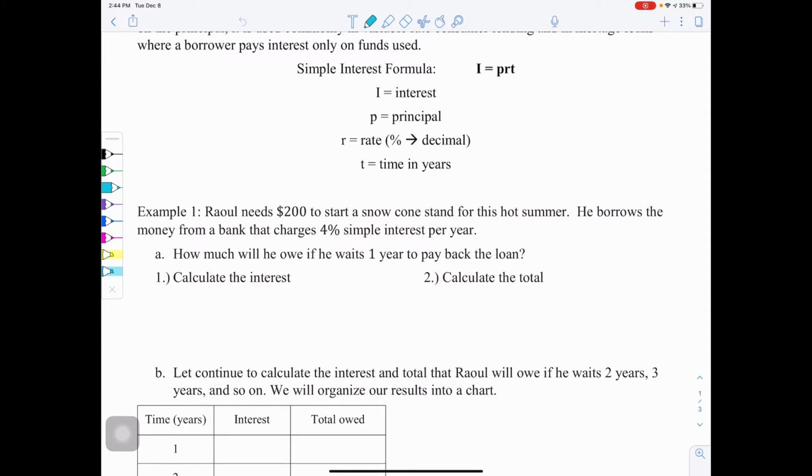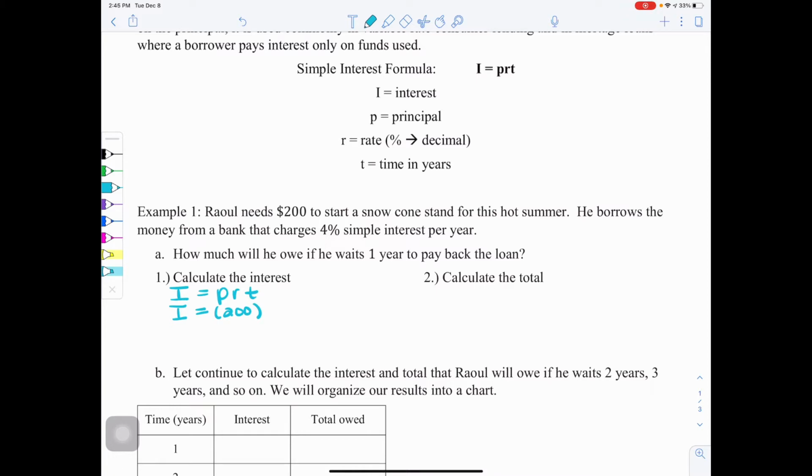We are using the simple interest formula, I equals PRT. We will then substitute in everything that we know. We do not know the interest. That's what we're trying to find. The principal is the amount you borrow or the amount you put in. So our principal in this question is the $200 that he is borrowing in order to start the snow cone stand.